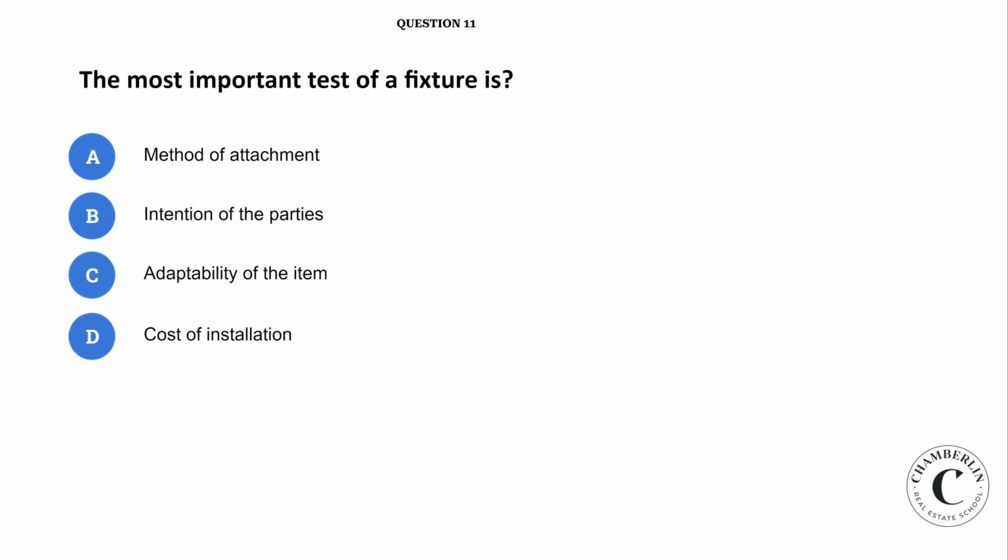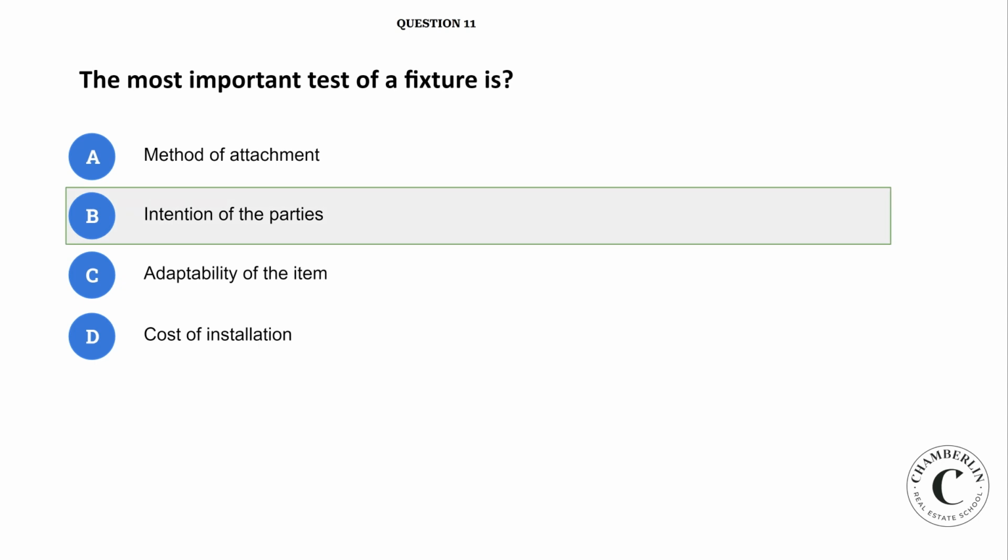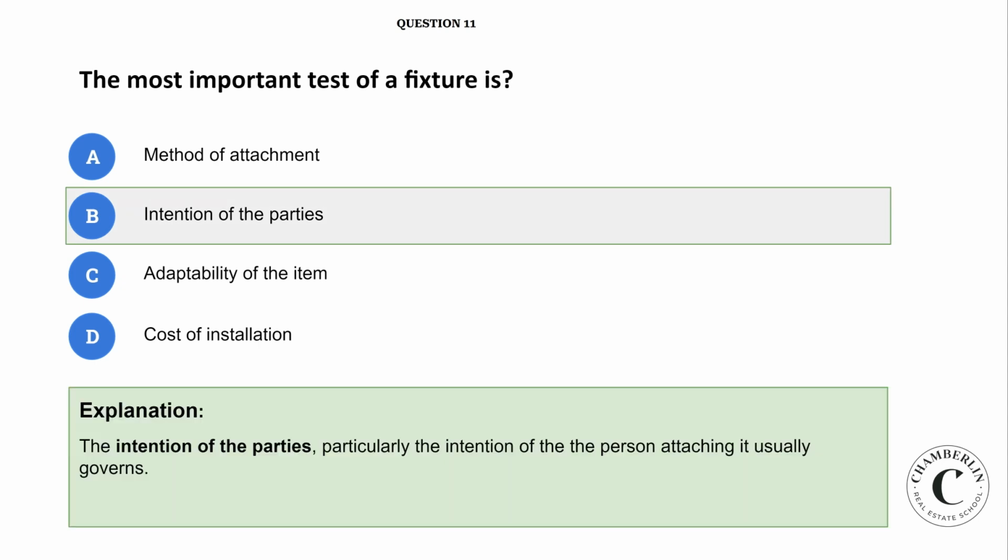Question 11. The most important test of a fixture is A. method of attachment, B. intention of the parties, C. adaptability of the item, or D. cost of insulation. The answer is B. The intention of the parties, particularly the intention of the person attaching it, usually governs.